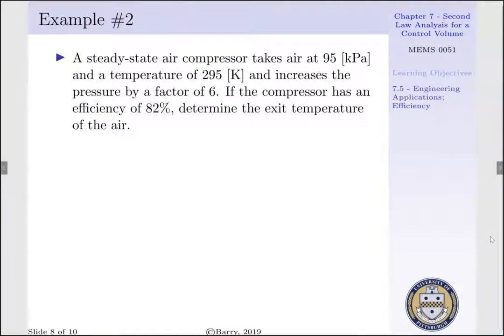Now let's consider a situation where a steady-state air compressor takes air at 95 kPa and a temperature of 295 Kelvin and increases the pressure by a factor of 6. If the compressor has an efficiency of 82%, we want to determine the exit temperature of air.